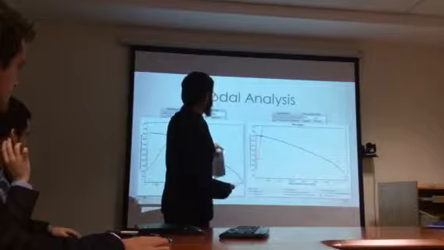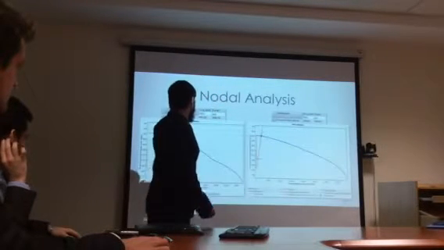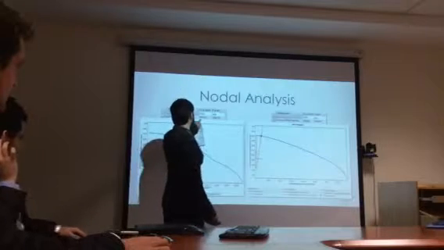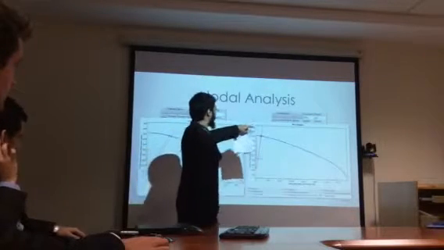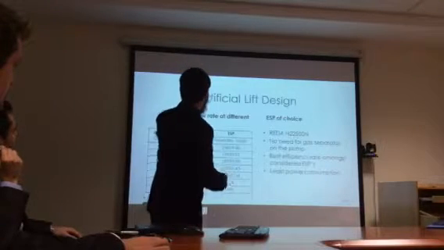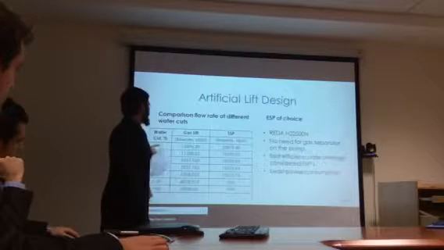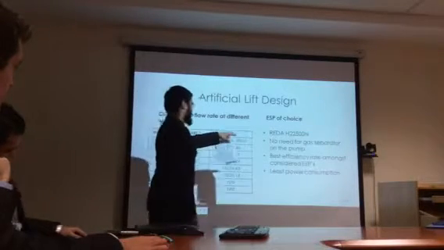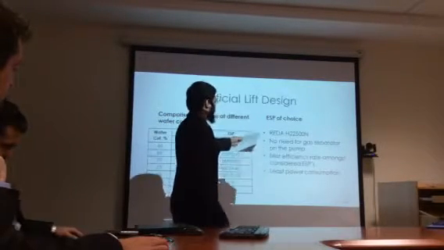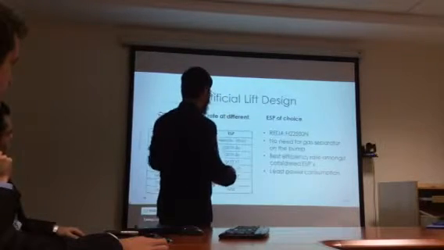These were the nodal analysis for the horizontal and the vertical wells. The flow rates that can be achieved, as you can see here, were much higher for the horizontal well than the vertical well. For the artificial lift design, we compared the gas lift and the ESP for the same water cut, and we got a higher flow rate for the ESPs. And this was the selection of the ESP. It was based on the flow rate, the power consumption, the stages, and the efficiency.